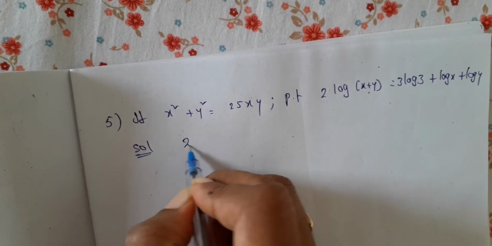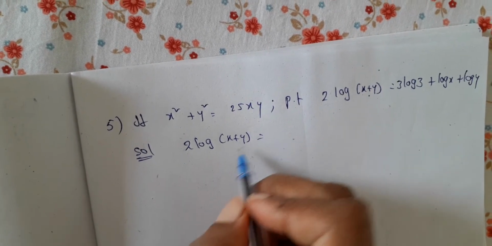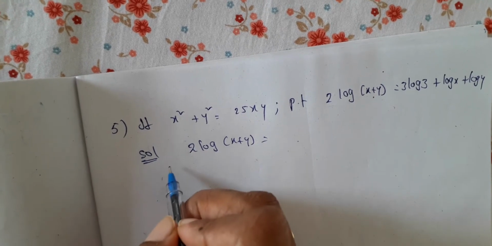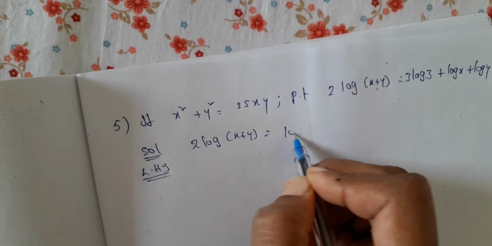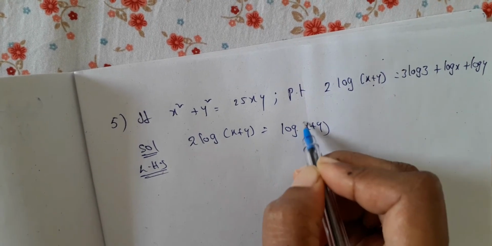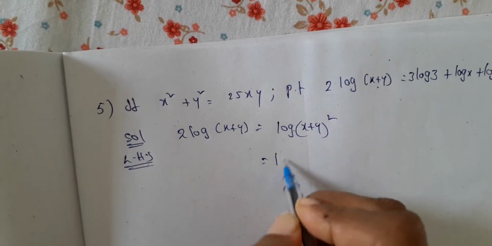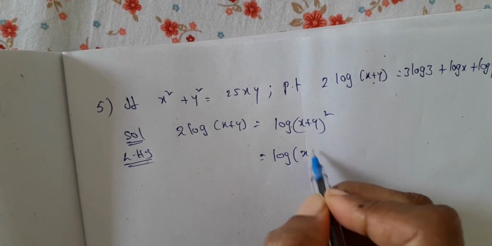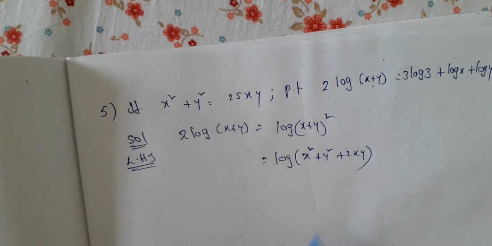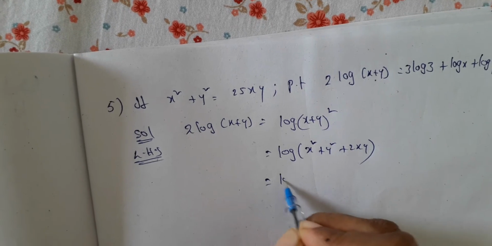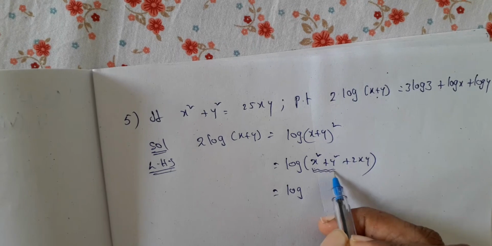So now let us take that one. Solution. Given 2 log of x plus y is the LHS. I am taking the LHS first. So this is log of x plus y whole square, is it not? Now expand x plus y whole square: x square plus y square plus 2xy. Very good. But x square plus y square, this value is given to us.